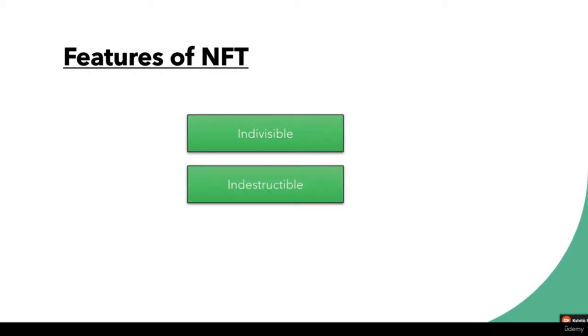It is indestructible because it is on the blockchain. If any transaction comes on blockchain, it will be immutable, which means you cannot remove it ever. That is why it is indestructible. It is verifiable because all the transactions are getting recorded in the blockchain. We have seen that in CryptoPunk's example, that you can verify it also.